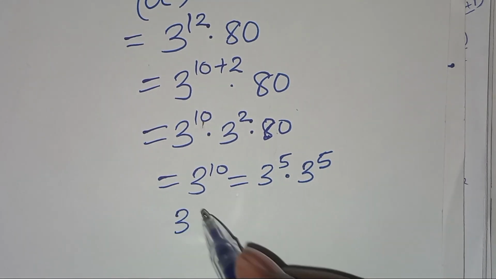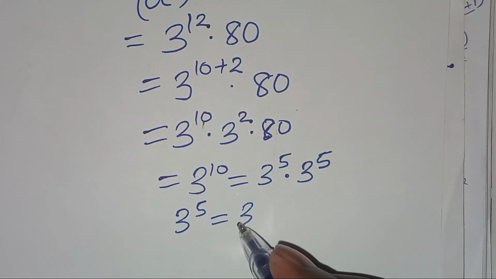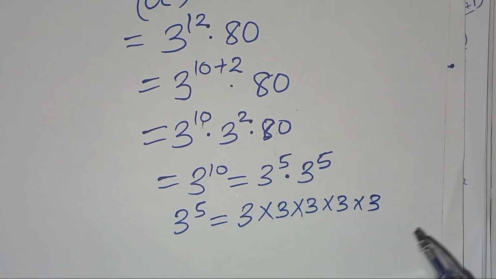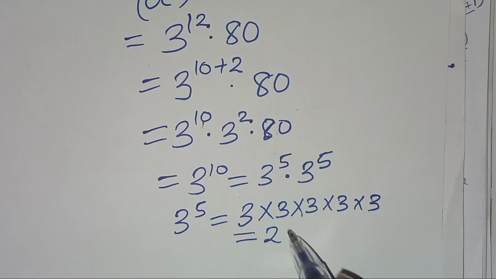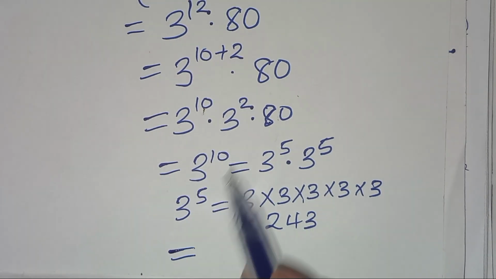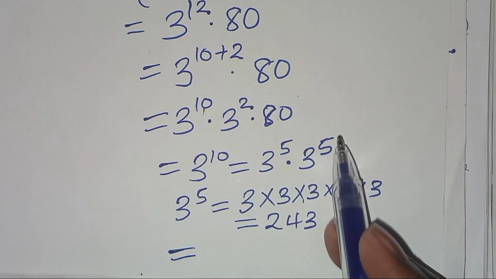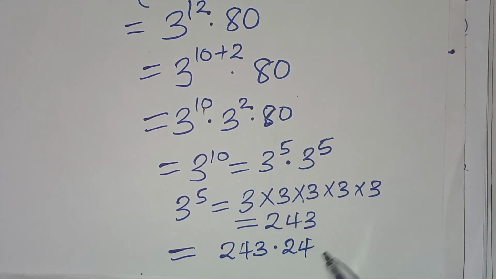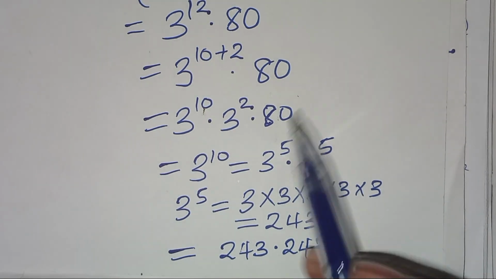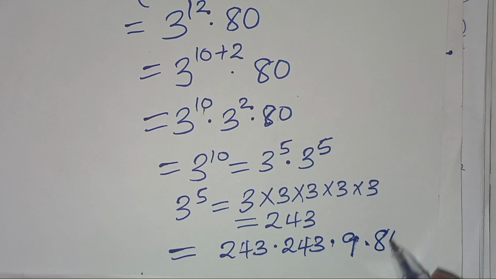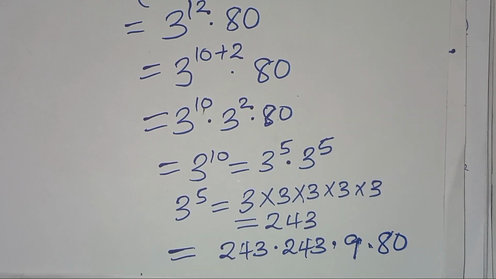Now 3 to power 5 here, this is the same thing as 3 times 3 times 3 times 3 times 3, and this is equal to 243. So basically here, 3 to power 10, which is 3 to power 5 times 3 to power 5, this is the same thing as 243 multiplied by 243 times 3 squared, which is 9, then times 80. So let's proceed from here.